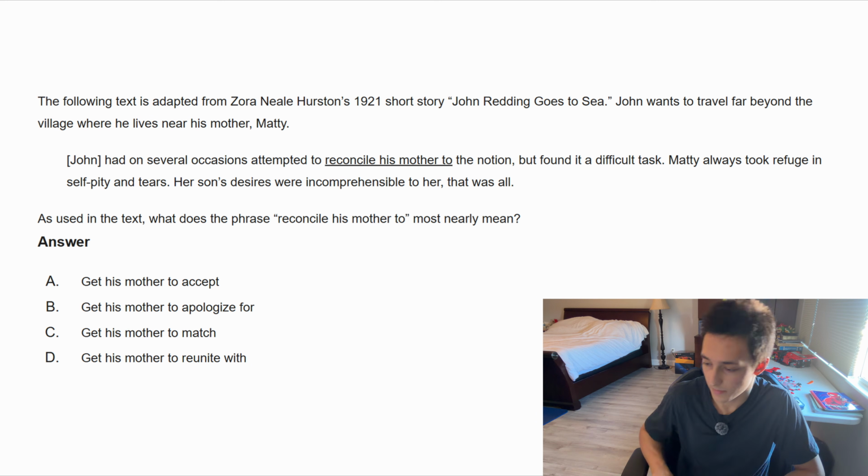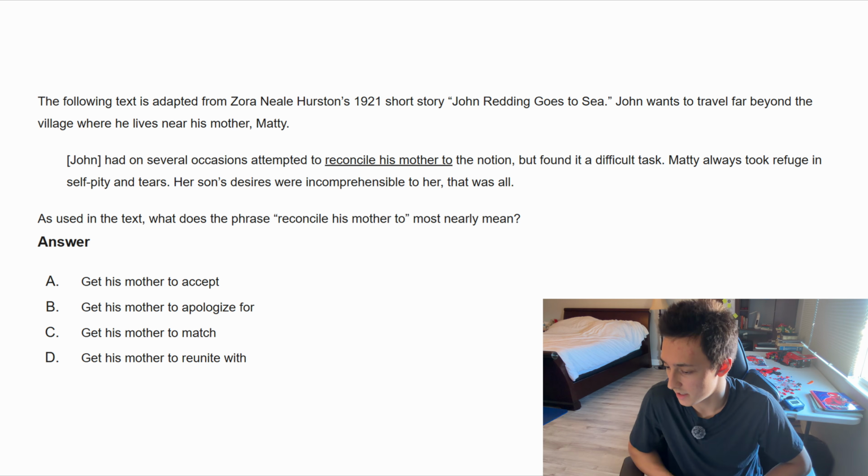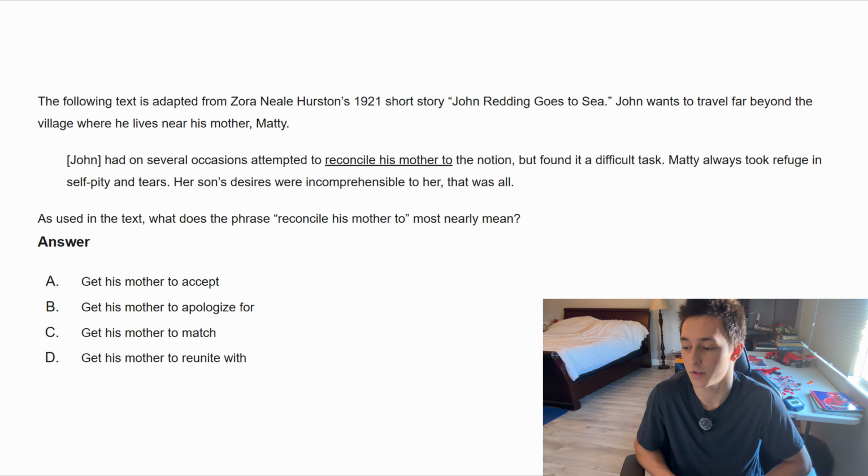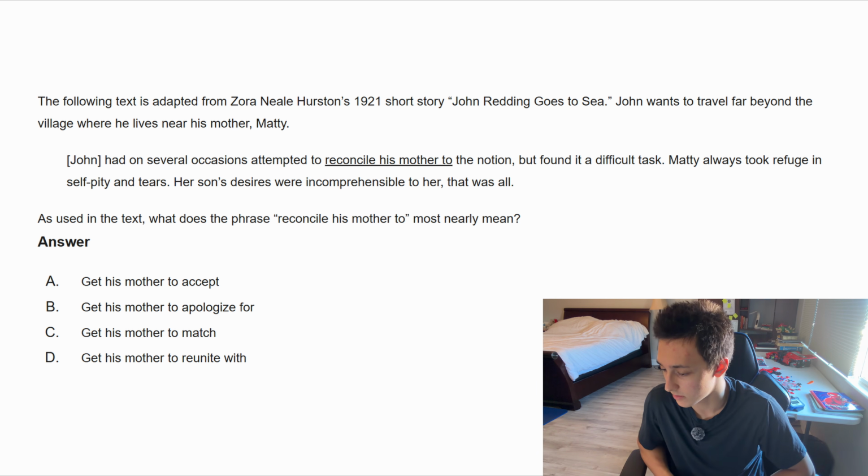All right, next question. We got a blurb again. The following text is adapted from Zora's short story, John Redding Goes to Sea. John wants to travel far beyond the village where he lives near his mother, Maddie. John had on several occasions attempted to reconcile his mother to the notion, but found it a difficult task. So I'm assuming that's talking about trying to get his mother on board with traveling far beyond the village. So that's my boss already, but let's finish reading.